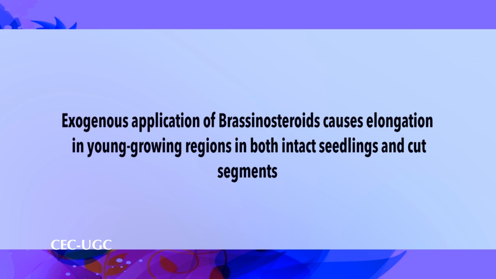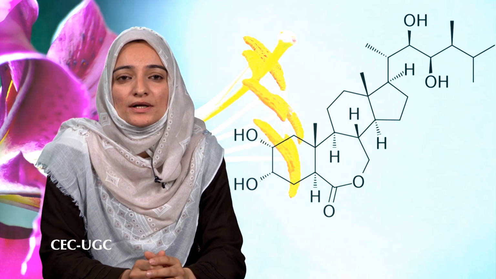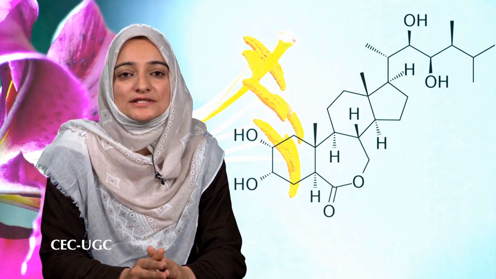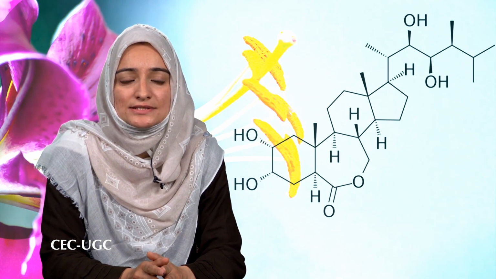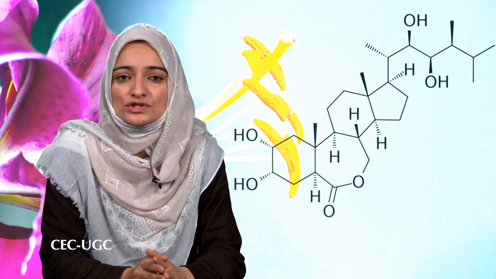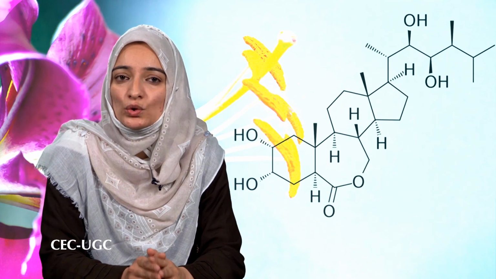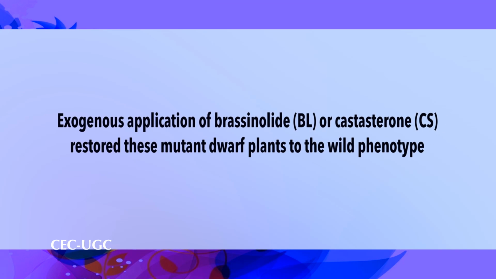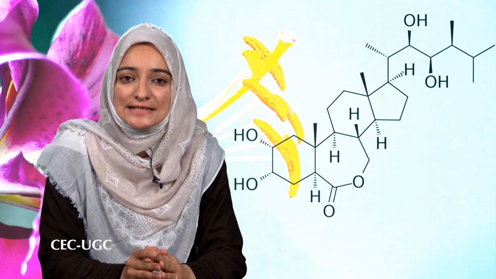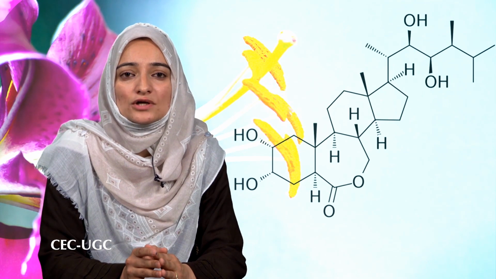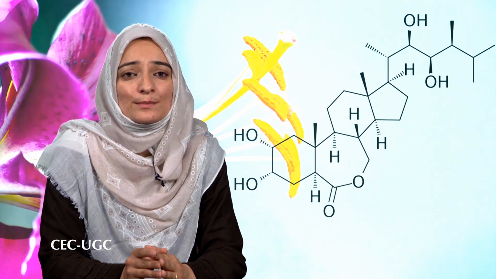Exogenous application of brassinosteroids causes elongation in young growing regions in both intact seedlings and cut segments. Moreover, brassinosteroids are essential for stem elongation, as genetic mutants that are deficient in endogenous brassinosteroids have been found to be dwarfs compared to the wild type. Whether grown in light or dark, exogenous application of brassinolide or castosterone restored these mutant dwarf plants to the wild phenotype.